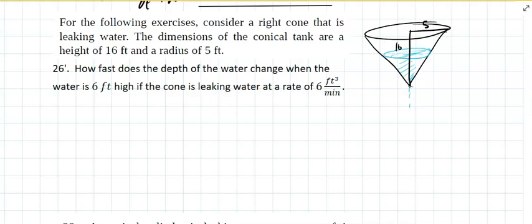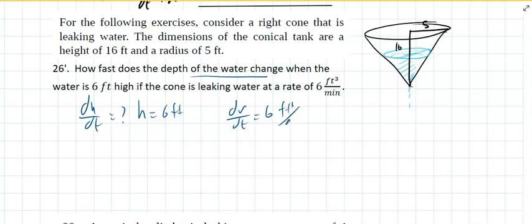Now, 26, how fast does the depth of the water change? They're looking for dH/dt, when the height of the water is 6 feet high, if the cone is leaking at a rate of 6 cubic feet per minute. So the change of volume of this cone is 6 cubic feet every minute.